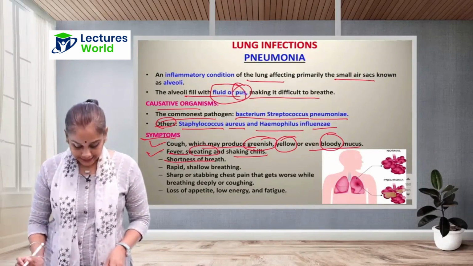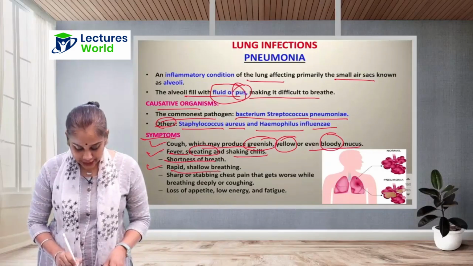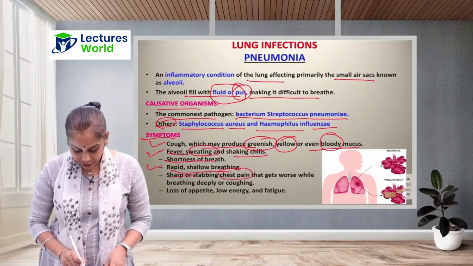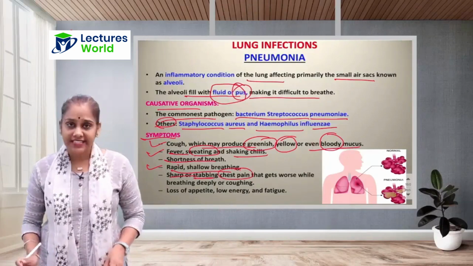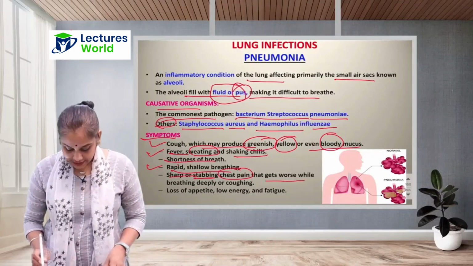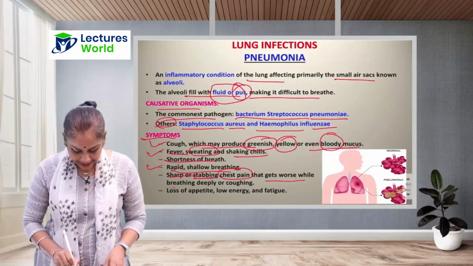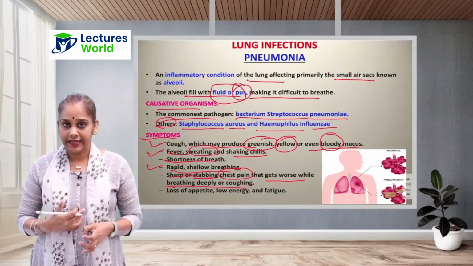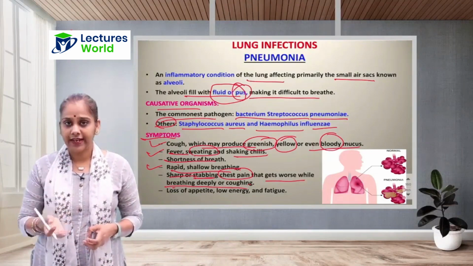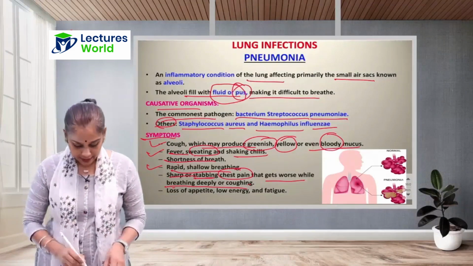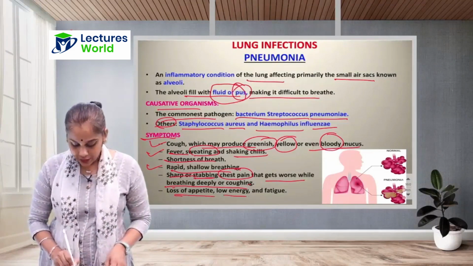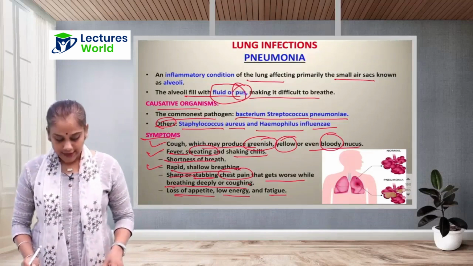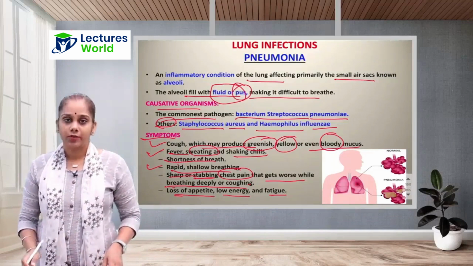There is breathing difficulty, with rapid and shallow breathing. Sharp or stabbing chest pain that worsens while breathing deeply or coughing. While we are doing deep breathing or coughing, chest pain can occur. Loss of appetite, low energy and fatigue are general, common symptoms. So these are the symptoms of pneumonia.